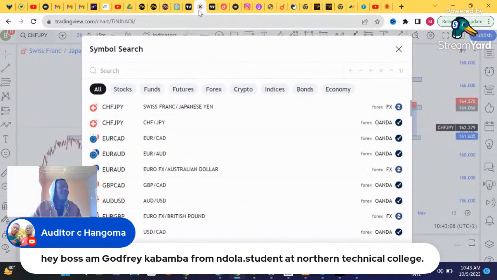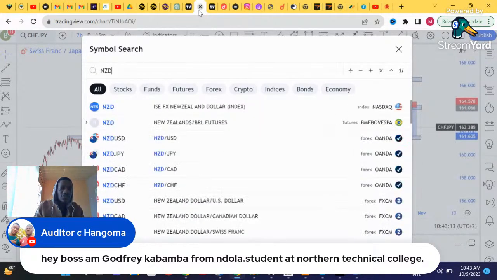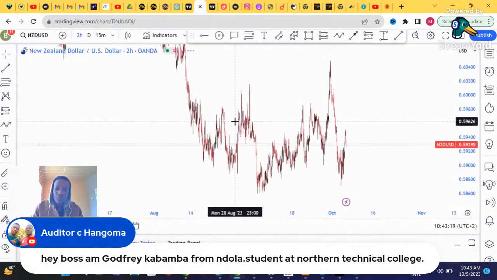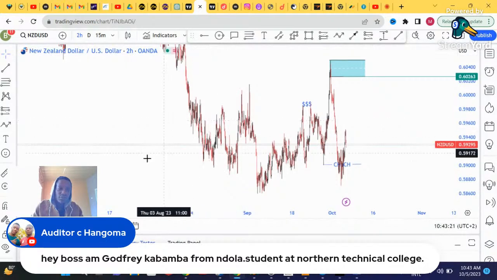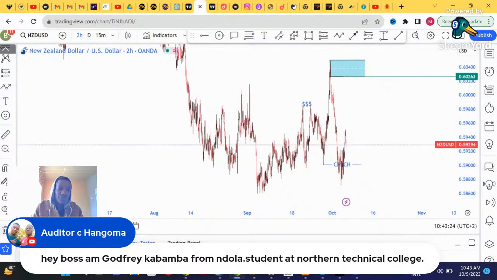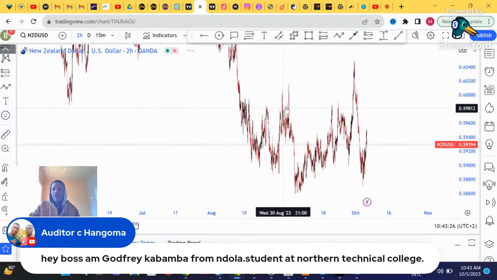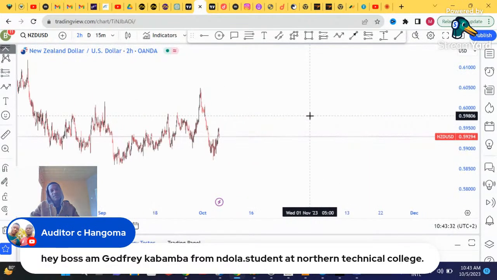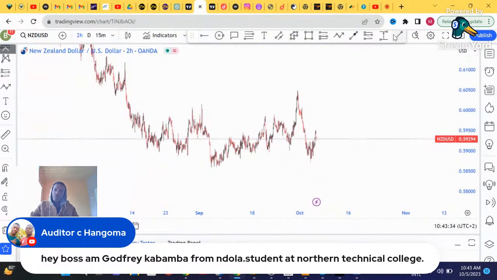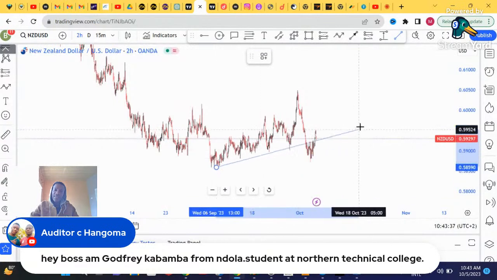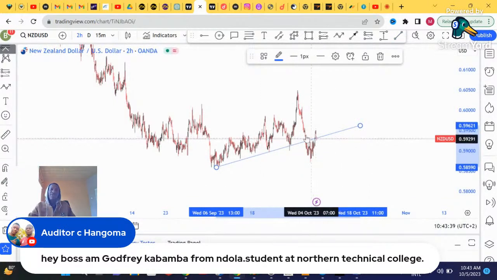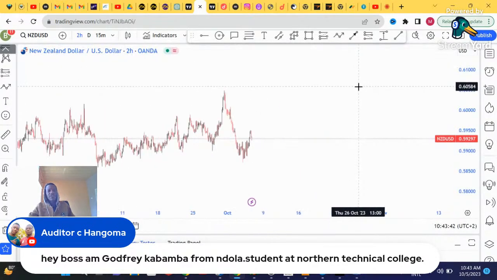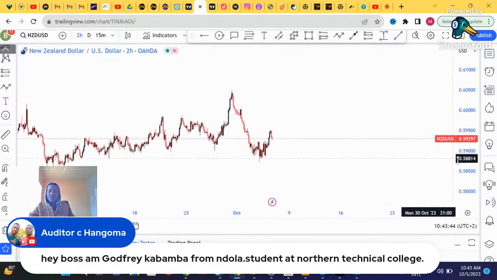I want you to be paying attention, right? We're going to look at NZUSD. So NZUSD, what we can see here, ladies and gentlemen, we can see that price has been moving like that. Now most people would draw a trend line like that, and then they'll be looking to take a sell here. For me, that was not how I would approach this. This is how I would approach this instead.